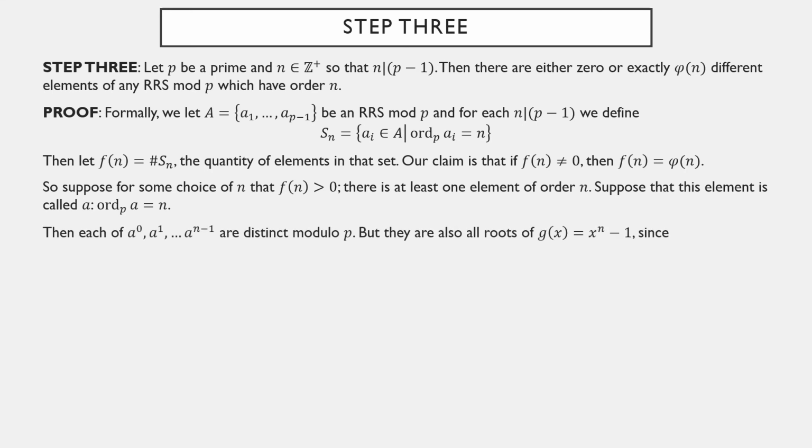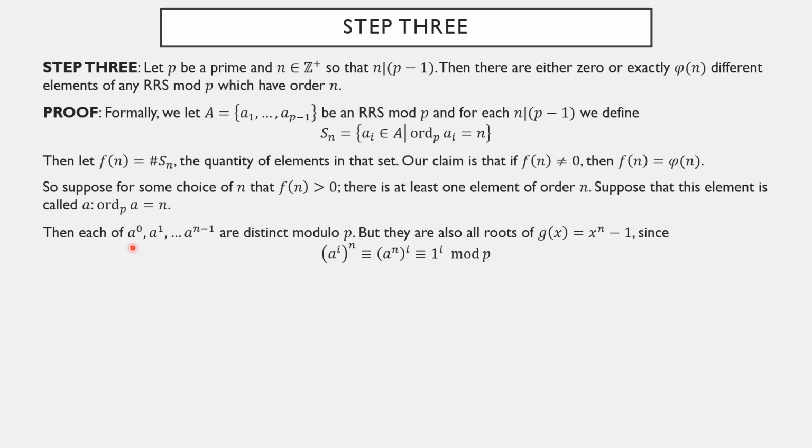Since the order of a is n, if I list out all of these things, they are all distinct mod p. A to the 0 all the way to a to the order minus 1 will form distinct values mod p. But they are also roots of g of x, x to the n minus 1. Now why is this true? A to the i to the n, I write as a to the n to the i. But the order of a was n, so a to the n is 1. So a to the i to the n will all be equivalent to 1 mod p.